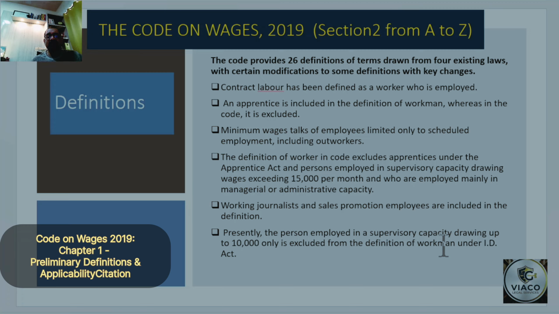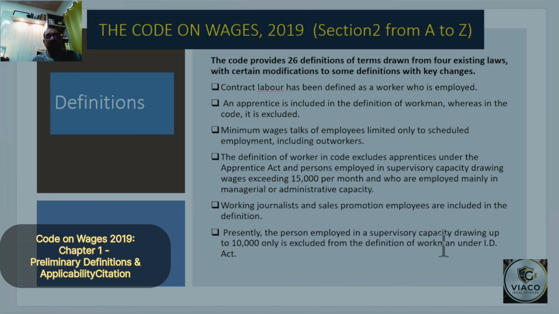It has some definitions with key changes. I may highlight those key changes in a very quick manner for your grasp. Now, contract labor has been defined as a worker who is employed. Earlier, contract labor was not defined within the worker category. Now it is defined in the worker category, and apprentice was included in the definition of workman, whereas in the code it is excluded. Okay, now apprentice is excluded from the workman category.